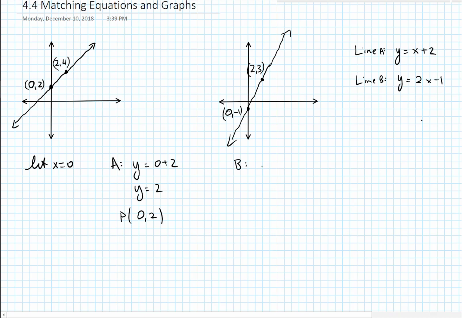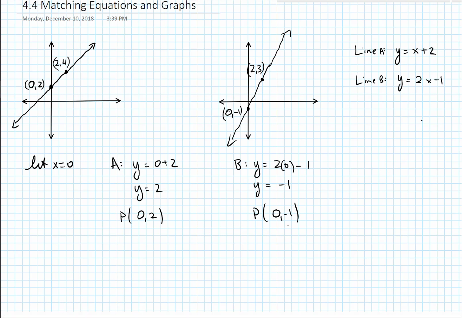For line B, I'm dealing with y equals 2x minus 1. So if I let x equal 0, I have 2 times 0 minus 1, and that's obviously just 0 minus 1, which is minus 1. And so that corresponds to the point (0, -1), and that obviously corresponds to the line on the right.